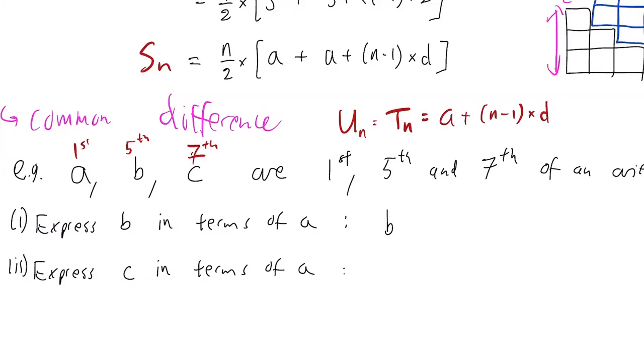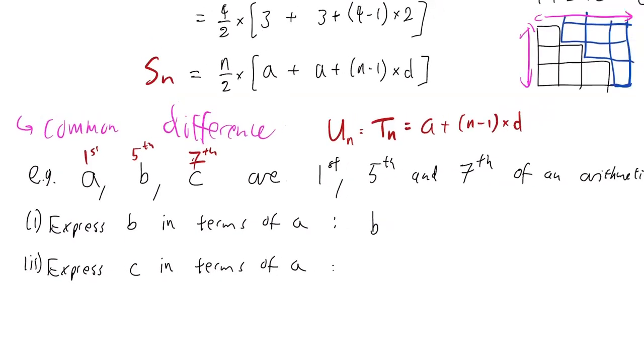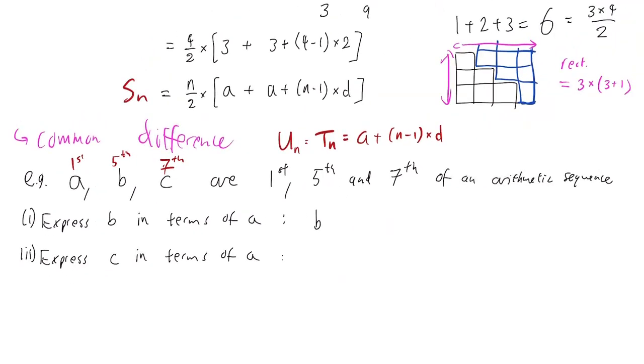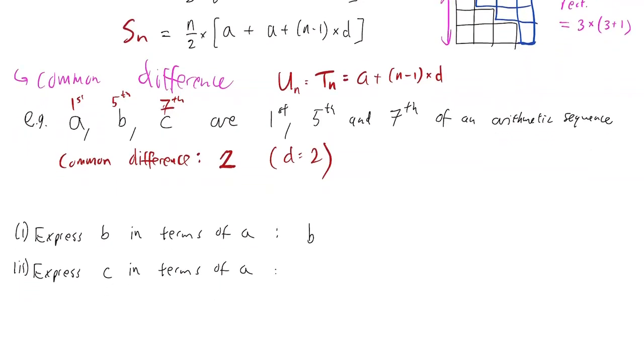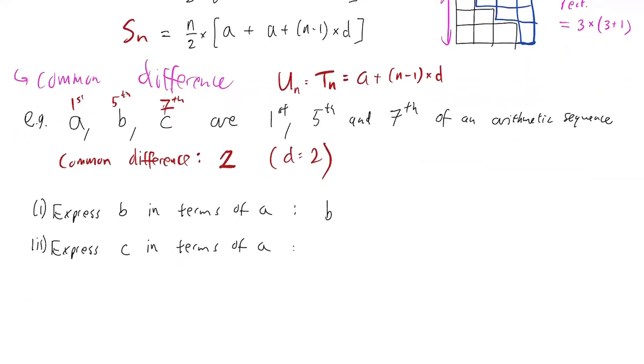In this case, oh, right, I didn't give the difference. Okay, wait a minute. I give you the common difference being, I don't know, what number would you like? 2. Okay, 2. So d equal to 2, basically. Then express B in terms of A. Is A plus 4 times 2. Yeah, 5 minus 1 times 2.